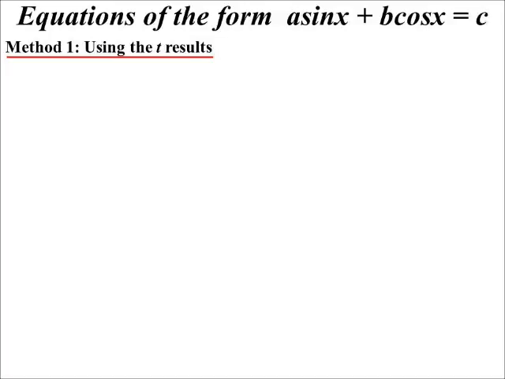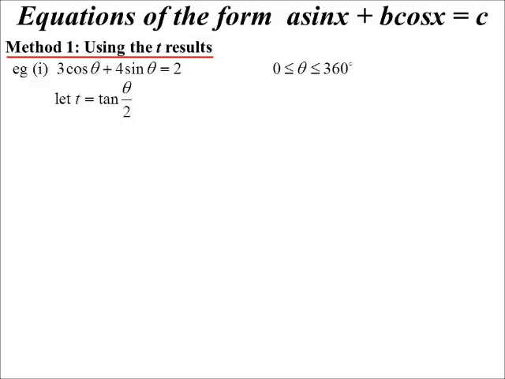Two ways. One way is to use our t results, and what we do is we turn our trig equation into a polynomial, or a quadratic it actually ends up being. So let's have a look at one. 3 cos theta plus 4 sin theta equals 2.